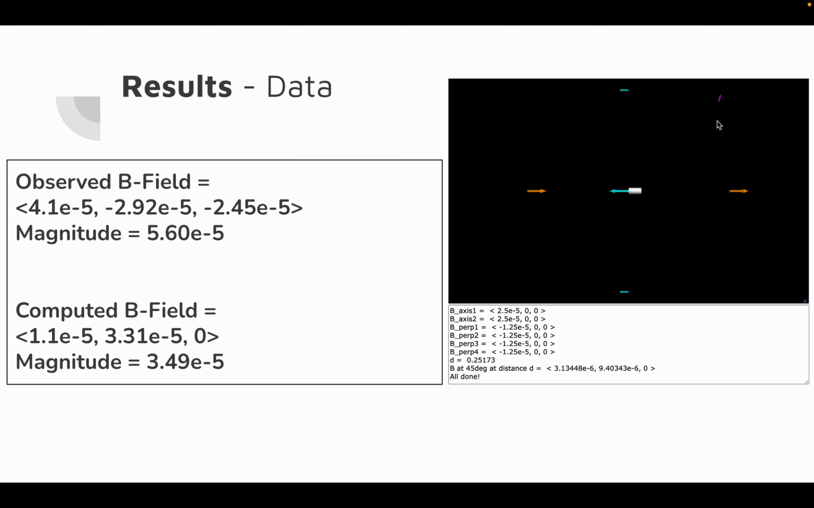So here was the model we created. Here was that 45 degrees off axis. It points out away. And here's all of the other magnetic fields around our bar magnet.